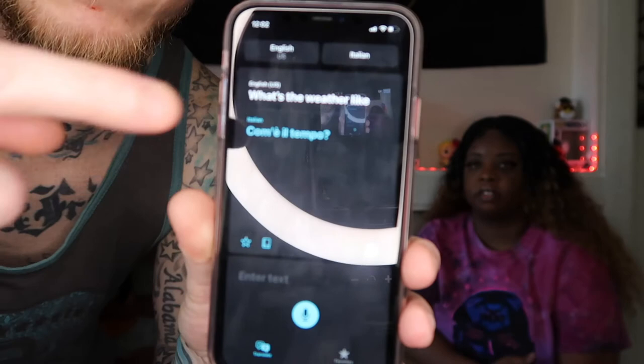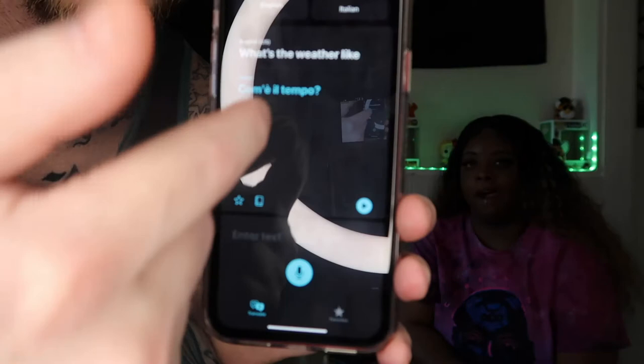Okay, see? See how long that sentence is? And look how short the Italian is. It's always short. Like, what's the weather like? Come on, tempo. So, tempo is temperature. That's why I probably talk fast. Yeah, that's why our sentence is long, but their sentence is short. Right? How's your day? How was your day? Damn, that's longer.